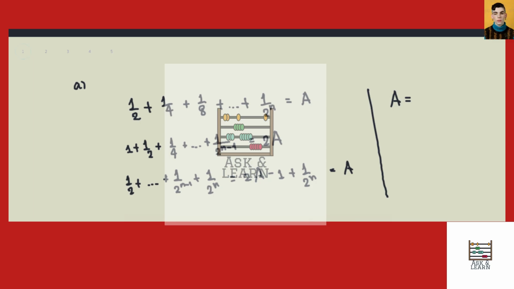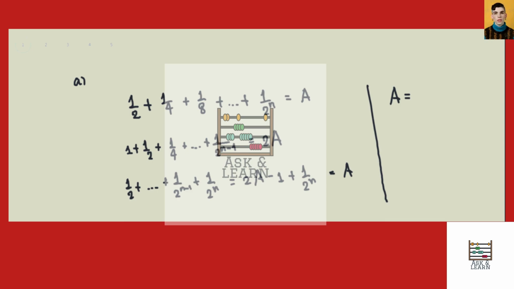In this question, we are asked to do two things. First is to find a formula for the sum of 1 over 2 to the n. And secondly, we have to show that it's true for any n. So we are using induction.